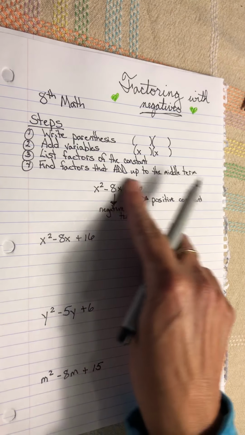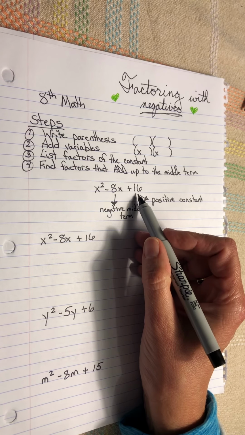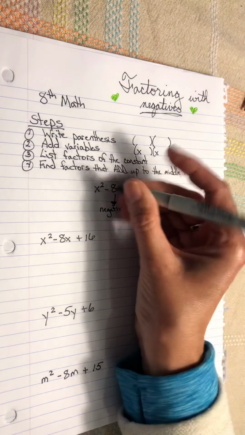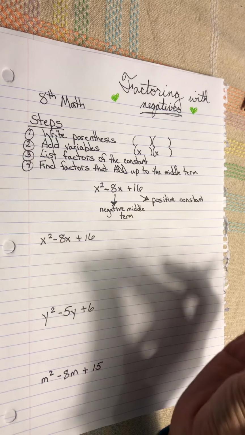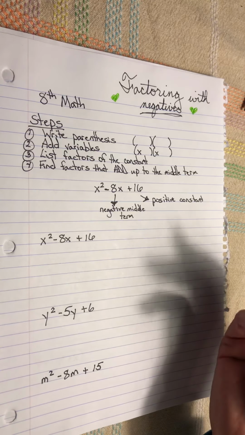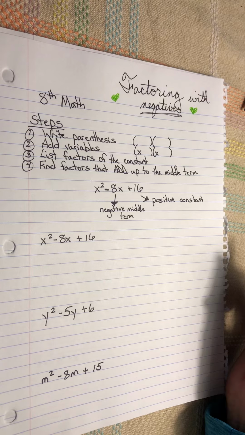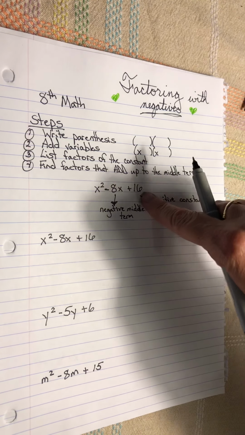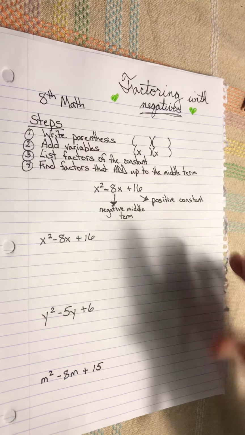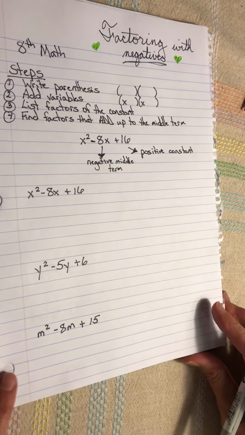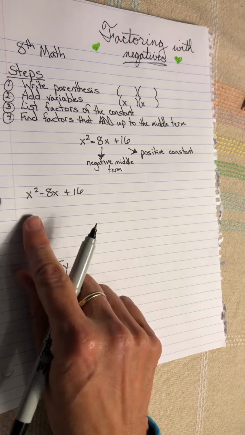So the types of problems we're working on today, you're going to have a positive constant, but a negative middle term. What that means is when you do your parentheses, you're going to have to do a negative number times a negative number to give you the positive constant, but the negative in the middle. So let's do an example so that makes sense. Here's the one that's listed right here.